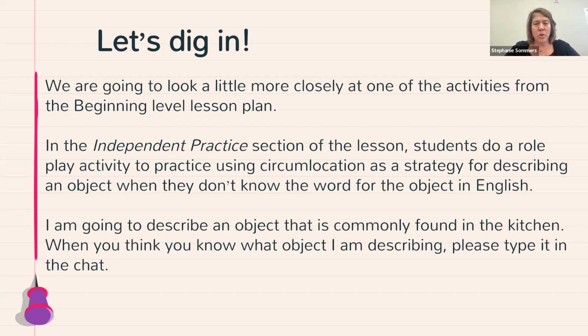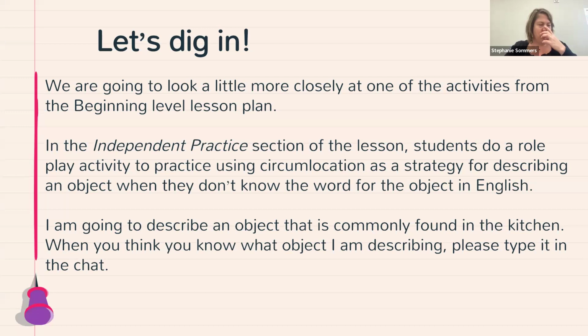Okay, so circumlocution means instead of saying the word for something, instead you describe it by saying what it's used for, where it's found. You could say what color it normally is. Those kinds of things in order to help the other person understand the word that you have in your mind, but that you don't know. Okay. So I'm going to model this activity by describing for you an object that is commonly found in your kitchen. And when you think you know what the object is, you're going to type it into the chat, okay?